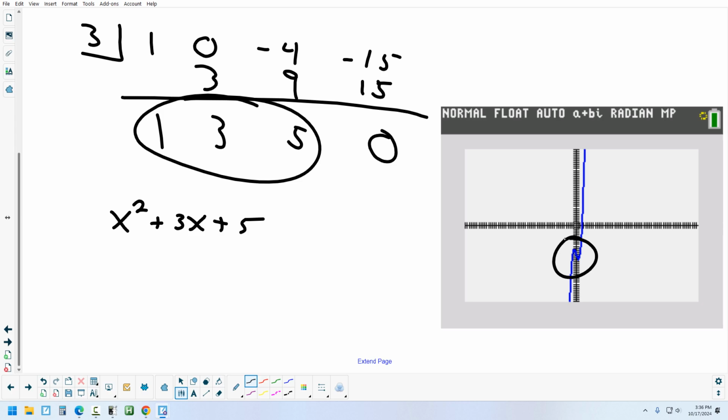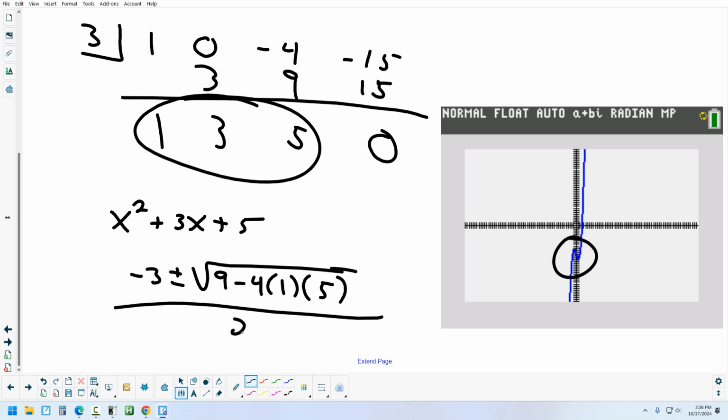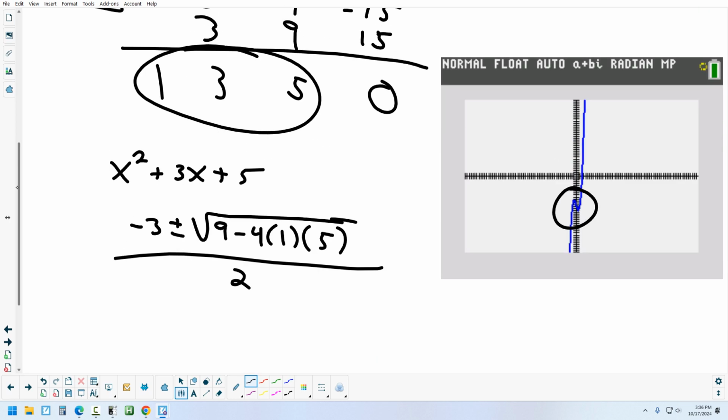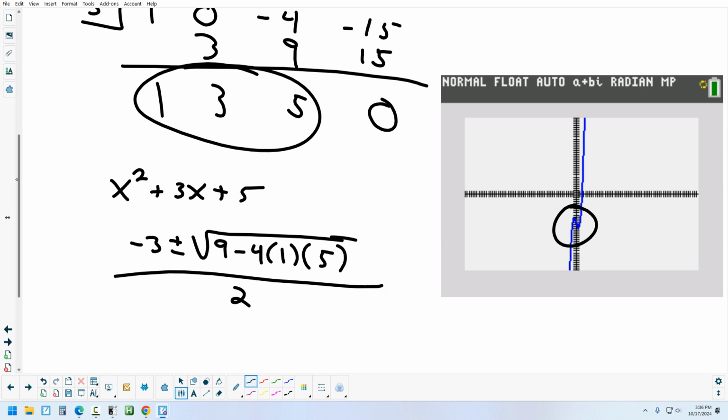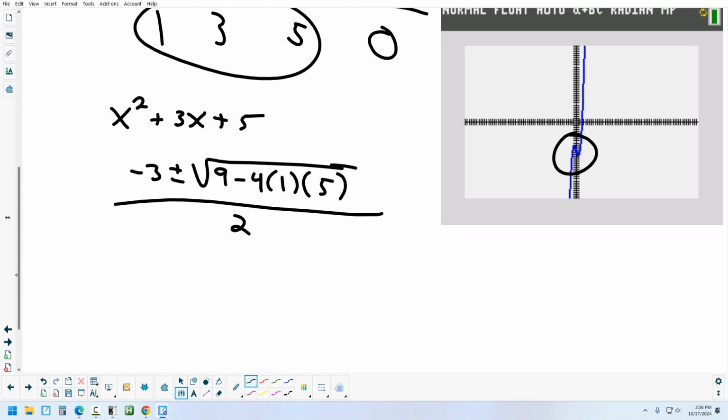So now let's plug into the quadratic formula. -b plus or minus the square root of b squared minus 4ac, all divided by 2a. Okay, let me make sure I did all that right. -b plus or minus the square root of b squared minus 4 times a times c. Okay, what's 4 times 1 times 5? That gives me 20. And what's 9 minus 20? -11.